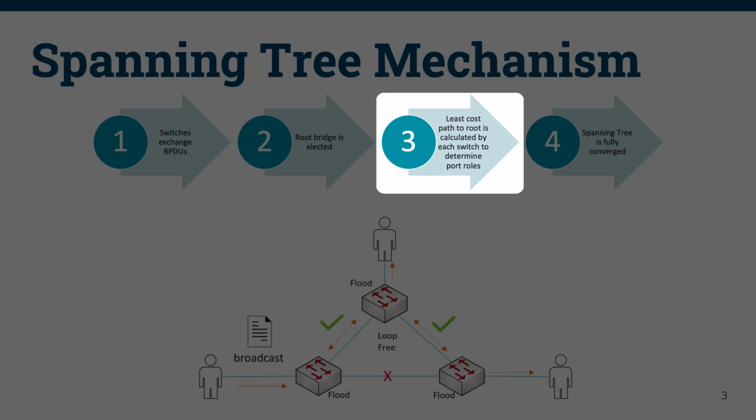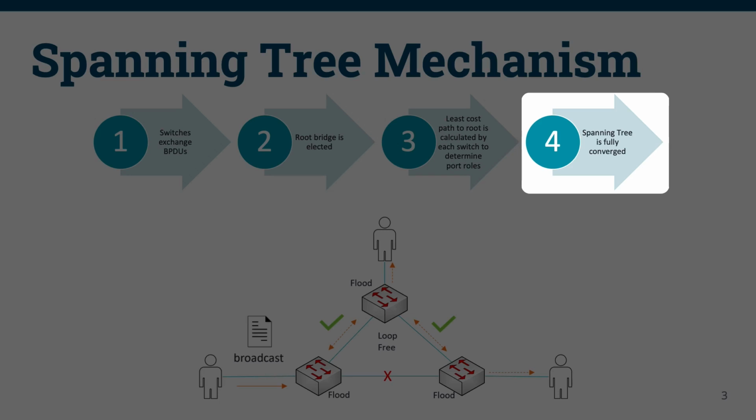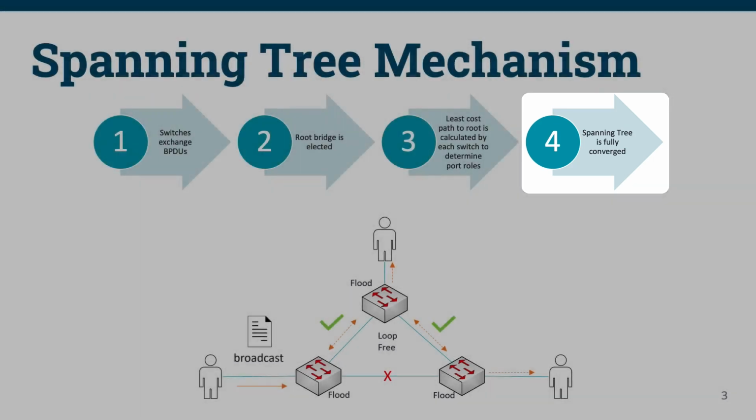Each switch then independently calculates the lowest cost path to the root bridge using the port cost and port priority information received from the neighboring switch's BPDUs. The port with the lowest metric cost path to the root bridge is assigned the root port role and transitioned to a forwarding state. Once the port states and roles are established from the completed shortest path computation, the spanning tree network is said to be fully converged.